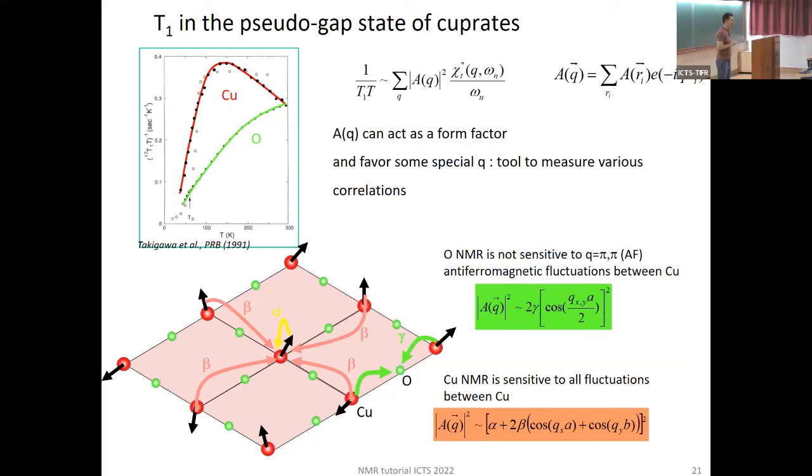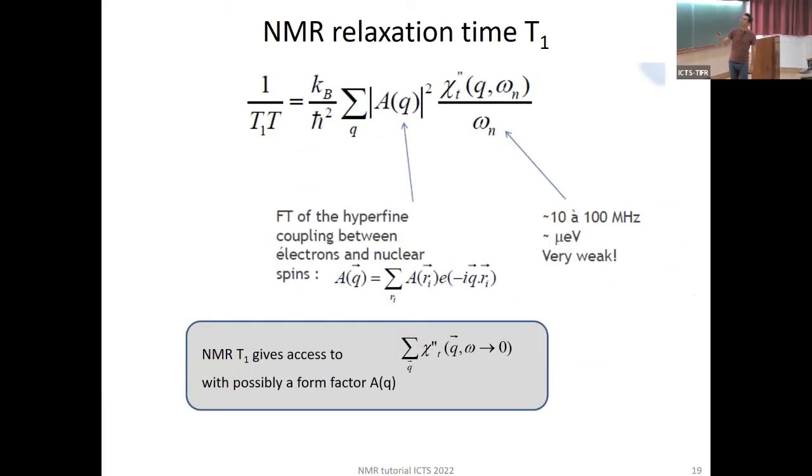That's a somewhat different example. That's just to show you that in the formula of the 1 over T1, you have this strange guy here, which I did not comment on, which is the Fourier transform of the hyperfine coupling. So it's usually a bit annoying. It means that you're not directly summing chi of q, but there is some weight in front of the different q values of chi. That can be annoying, and that can be used in some cases.